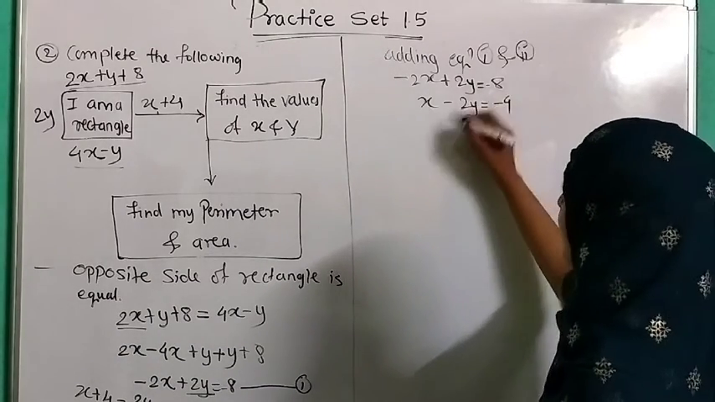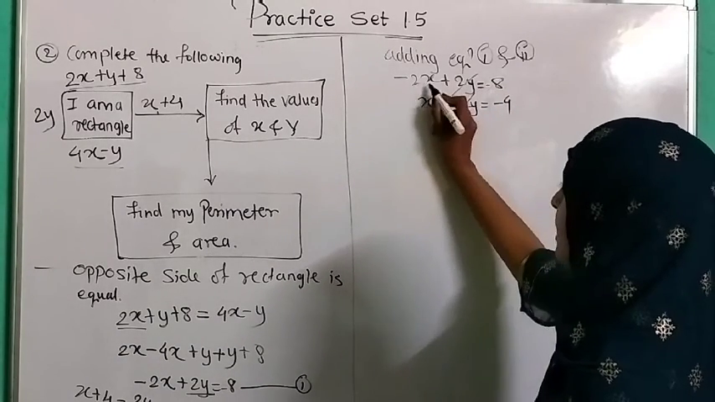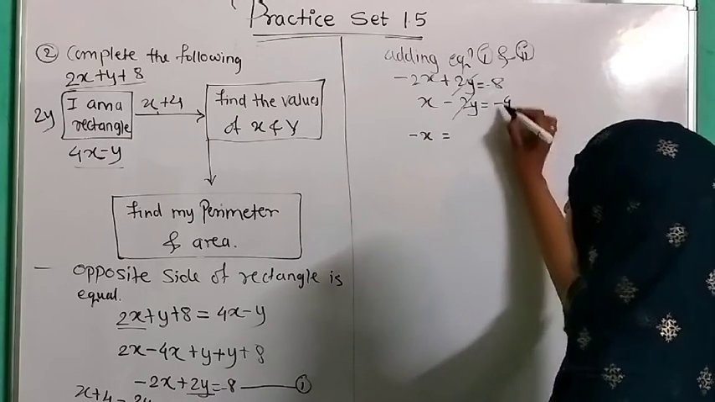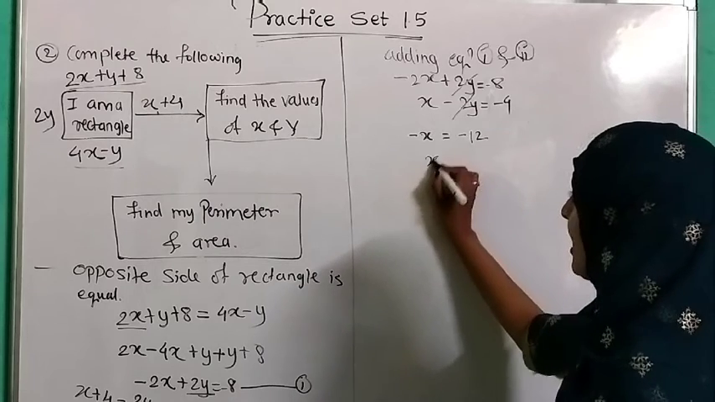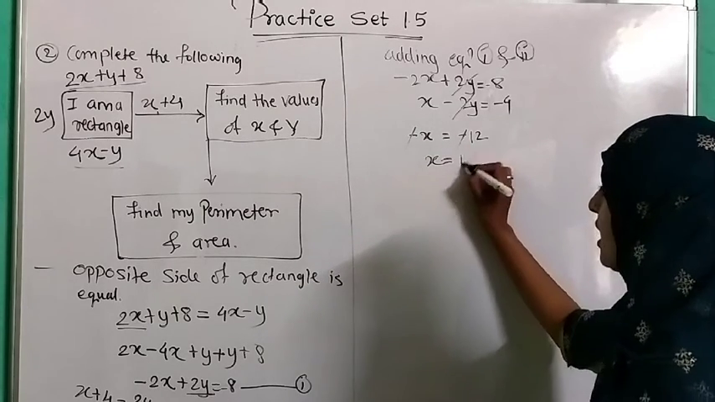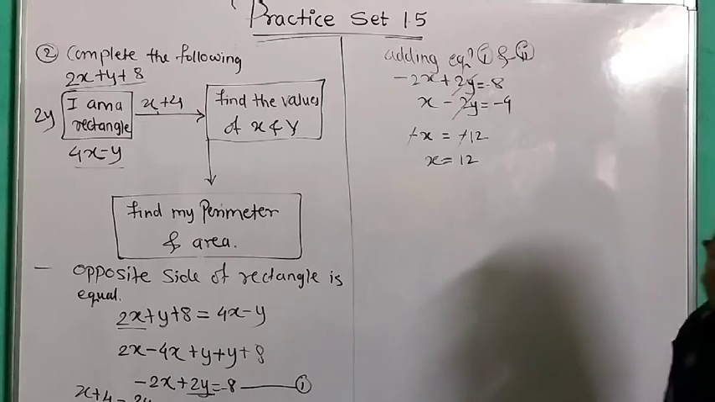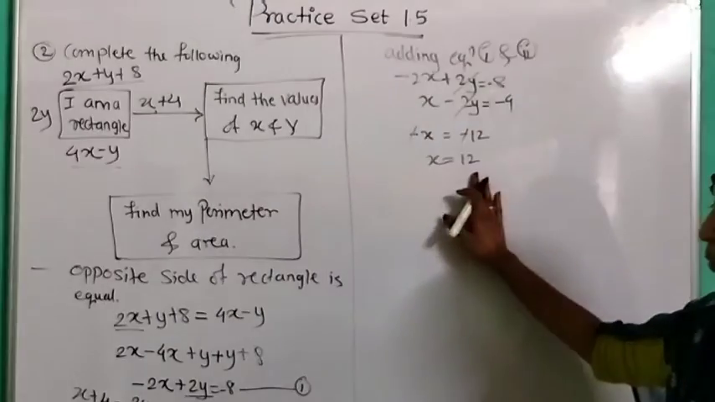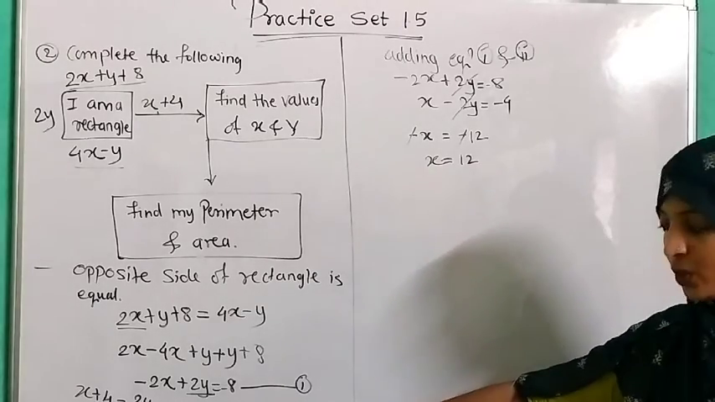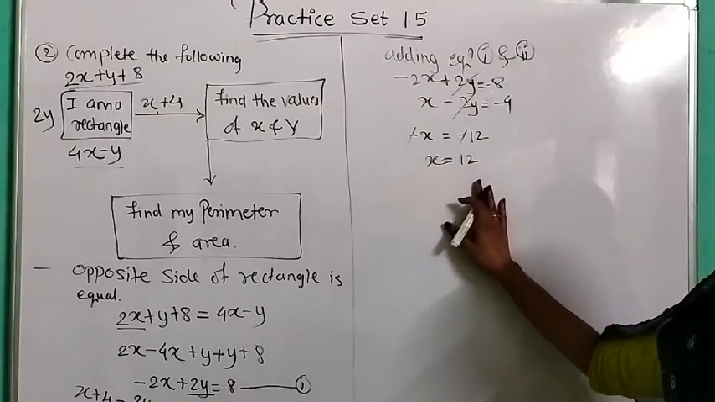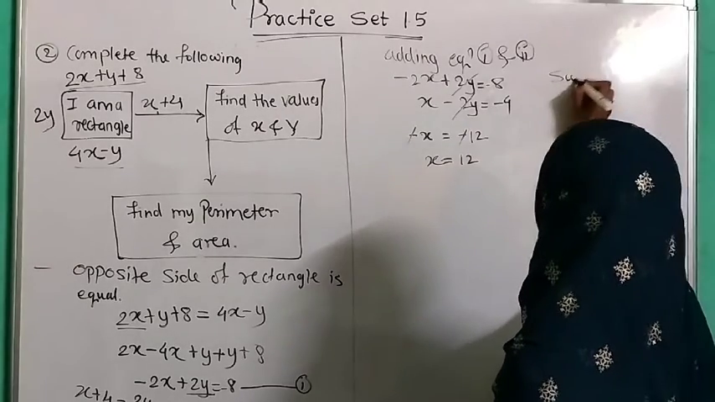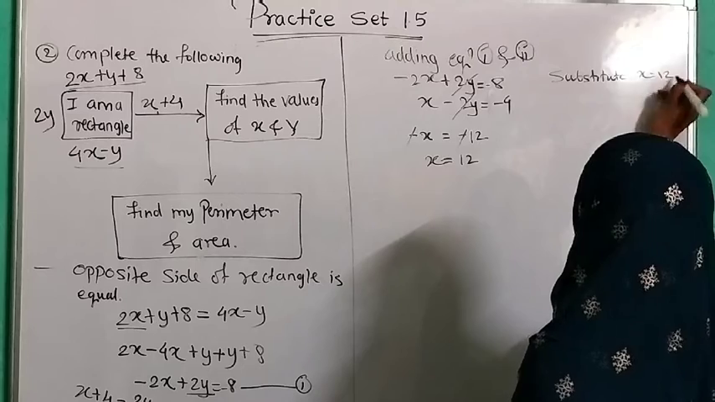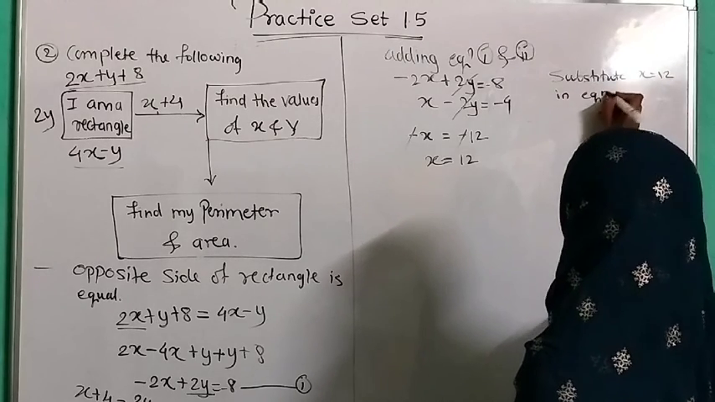So now see here, if you add, this term is going to be eliminated. Minus 2 and plus x is equal to minus x is equal to minus plus minus 12. So the minus sign gets cancelled, and x is equal to plus 12. So now if you put the value of x equal to 12 in equation number 1, or equation number 2, then we are going to get the value of y. So substitute, or else put x equal to 12 in equation 2.